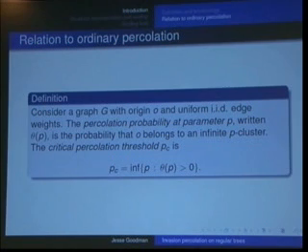Now, one thing I'll definitely need from percolation is the idea of the critical parameter. So I look at the percolation probability, which is the probability that you have an infinite cluster from a fixed point, the origin. This is an increasing function of p by monotonicity. And so there's a critical threshold p_c at which you start to be positive. It's well known that for most non-trivial graphs, this p_c is strictly between 0 and 1, and it represents a phase transition.